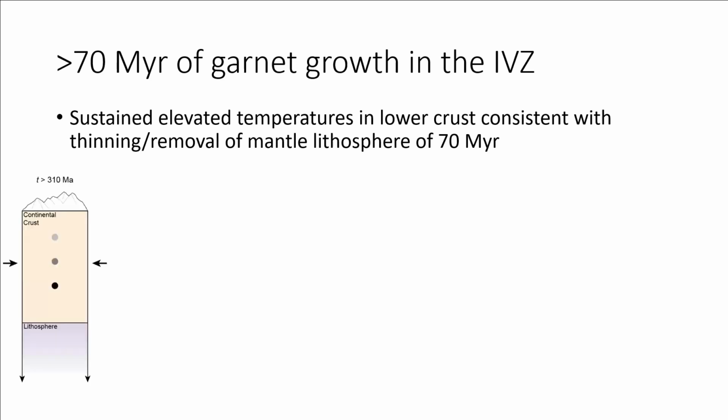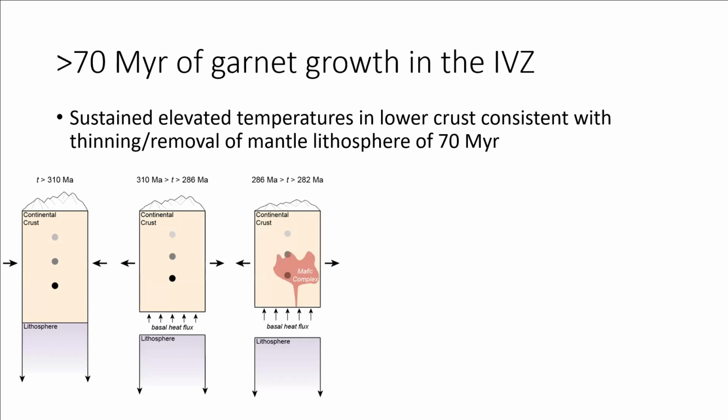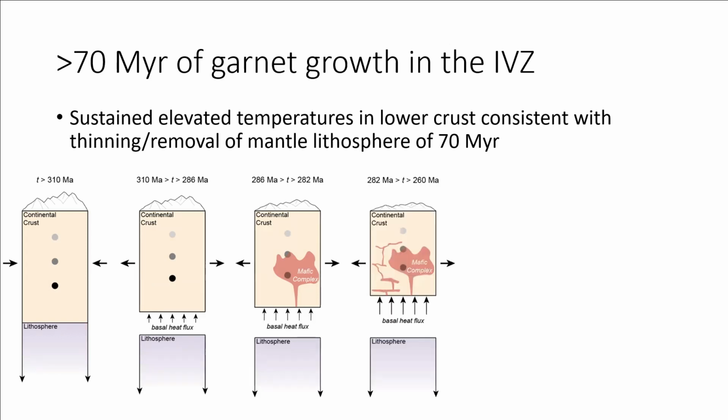Prior to 310, our shallowest sample tells us that there was compression in the area and crustal thickening. Sometime between 310 and 286, we switch from compression to transition, and we begin to thin the crust. We also begin to add some kind of basal heat flux due to some kind of lithospheric event. Between 286 and 282, we had the emplacement of the Mafic Complex while we're still thinning the crust and adding heat to the base of it.